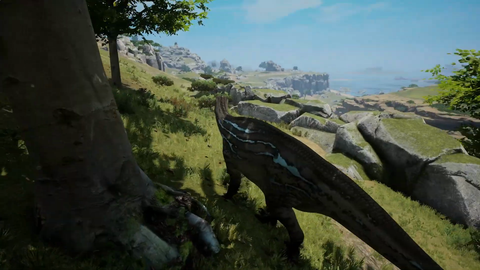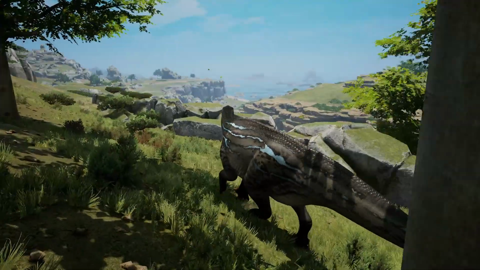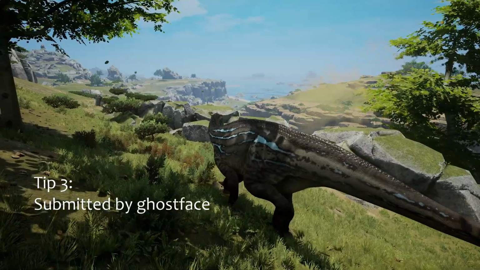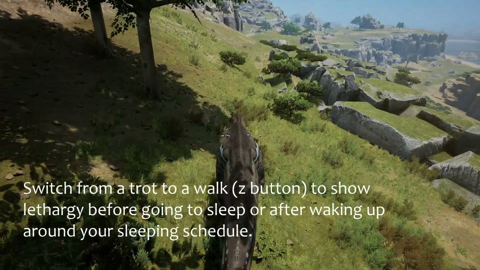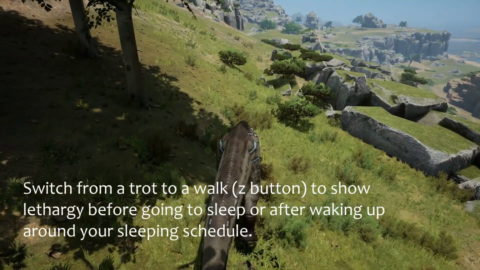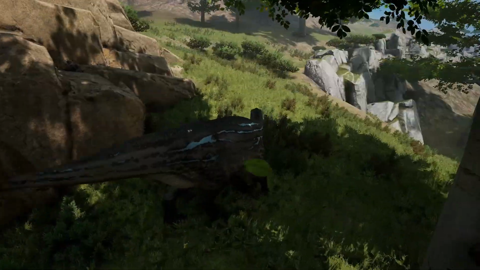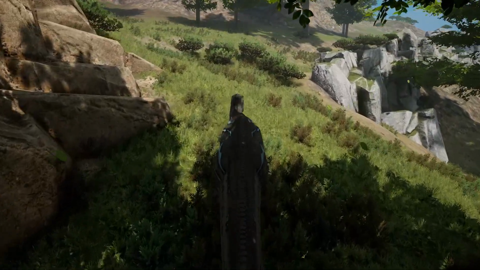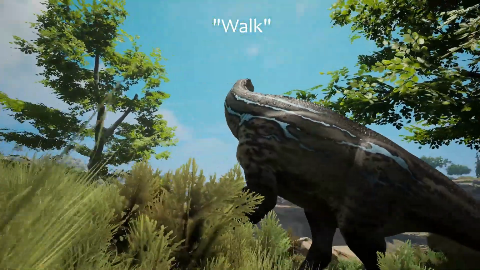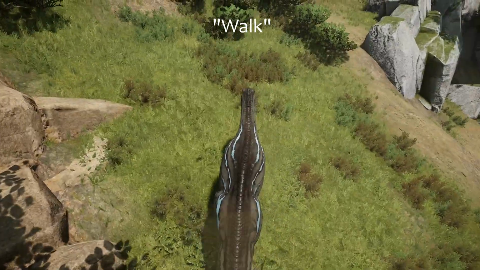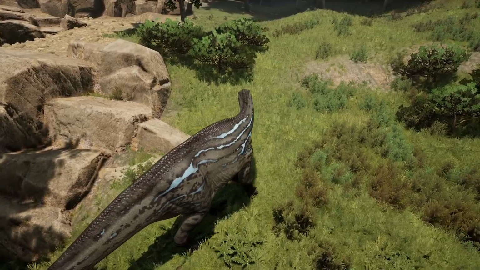Once you are awake too, again, if you don't have to run away, you can move off at a slower pace. Naturally when you're walking, you're going to be stuck usually on the trot setting. By tapping your Z key, which is the default binding on PC, you can slow down to an actual walking speed. For a lot of creatures this will be a lot slower and very noticeable, but you can use this to mimic sleepiness or stiffness or grogginess.